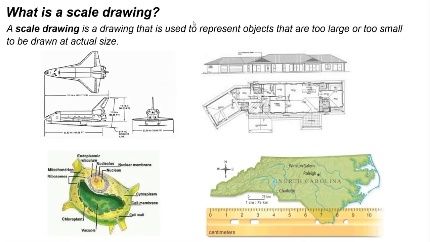A scale drawing is a drawing that is used to represent objects that are too large or too small to be drawn at actual size. On the screen here, I've got some examples of scale drawings. This first one is a scale drawing of a space shuttle. Very common scale drawings would be blueprints for a house. Here is a scale drawing of a cell, which is much too small to draw at actual size. And then another common representation of a scale drawing here is a map. So these are all representations of actual objects not drawn at actual size.